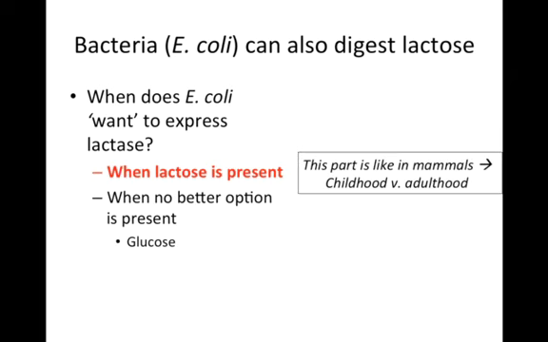And I just want to point out that this part is kind of like in mammals. In mammals, during childhood, lactose is present, so we want it on. And in adulthood, lactose is not present, so we want it off. The details are different, but the sensing logic is the same.